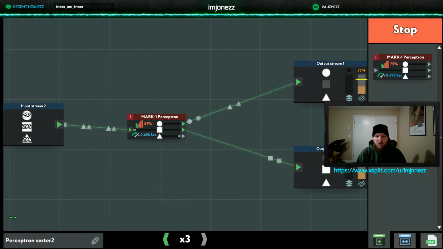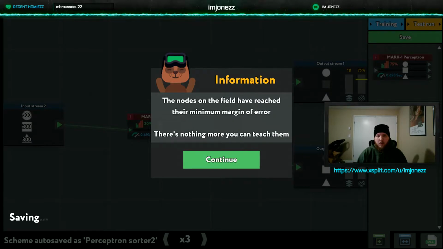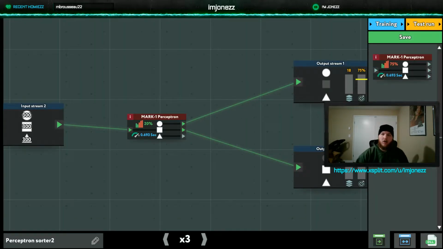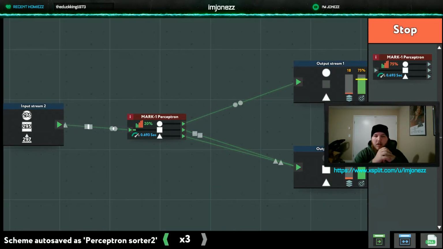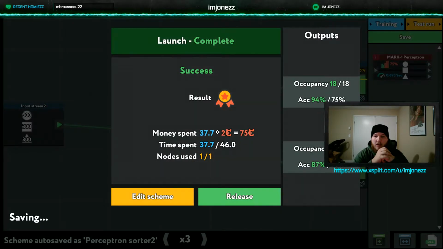Interesting. Oh, and that just stops us straight up. Just stops us. Okay. Let's do this more. Okay, so we've got a minimum margin of error. 30. Why don't we have the triangles here? Let's see how that works for us. 10 more seconds. Hey, that worked.